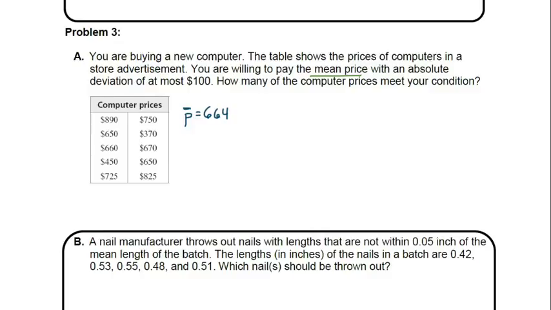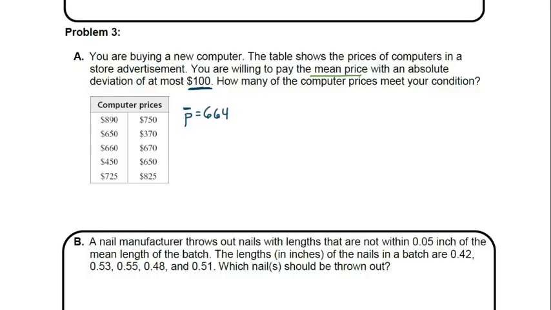And if you want to know further about a mean, what it is, just Google it. Google how to find a mean. Or ask a friend. But that's the average price, that's the mean. And we want a deviation of at most $100.